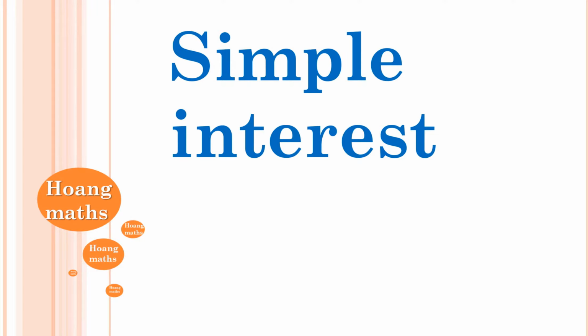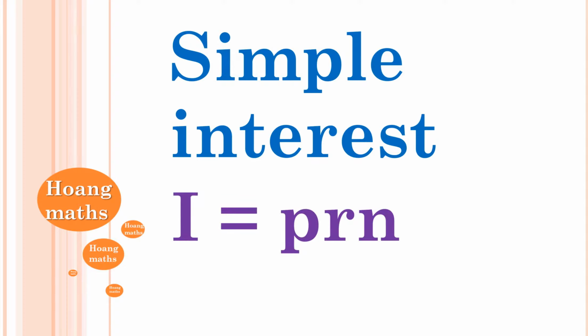Simple interest. Simple interest, I equals PRN. I is the interest that you earn. P is the amount of money that you put in the bank or invest, the amount of investment. R is the interest rate and N is time. It can be years, months, weeks, or even days.